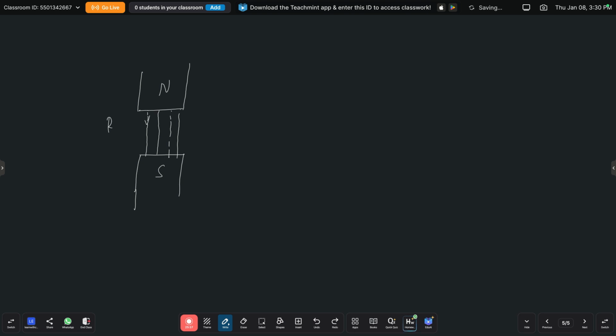This is the rotating magnetic field in our concept. This arrow marks the rotating magnetic field. This is the flux produced by the stator conductors.